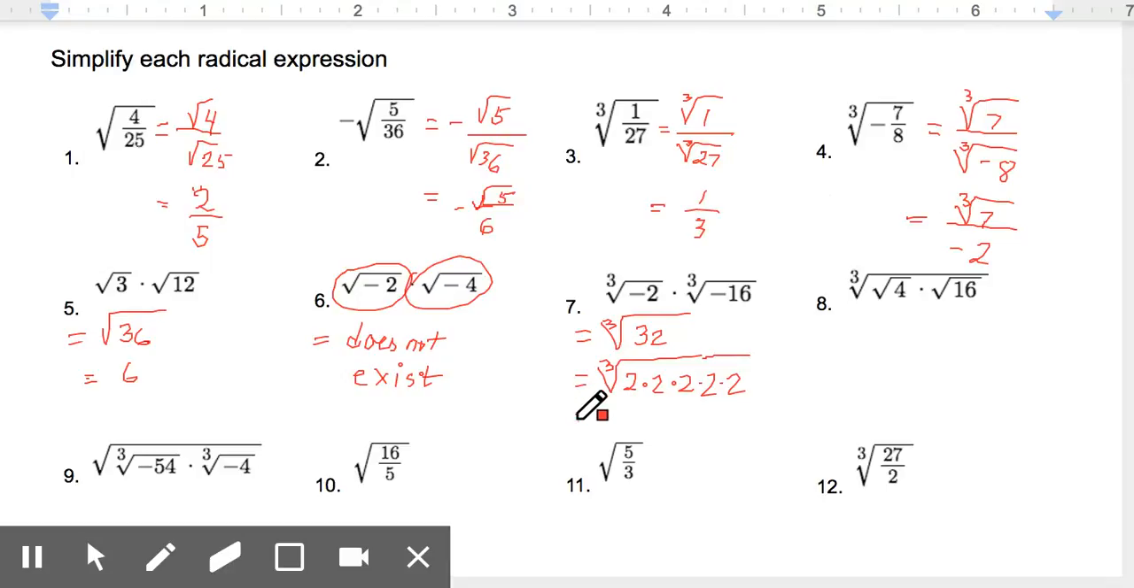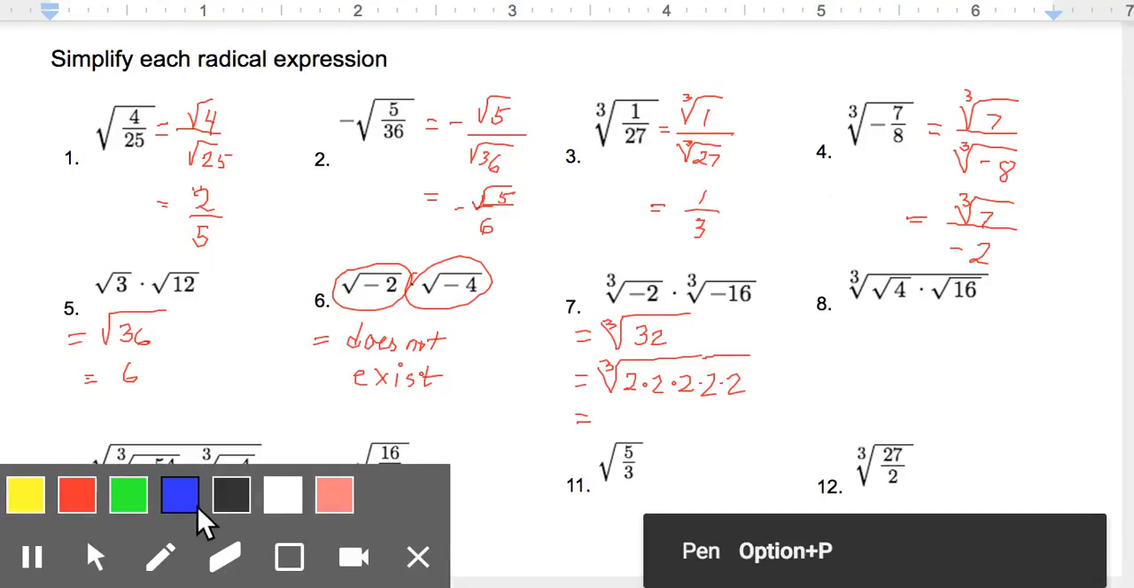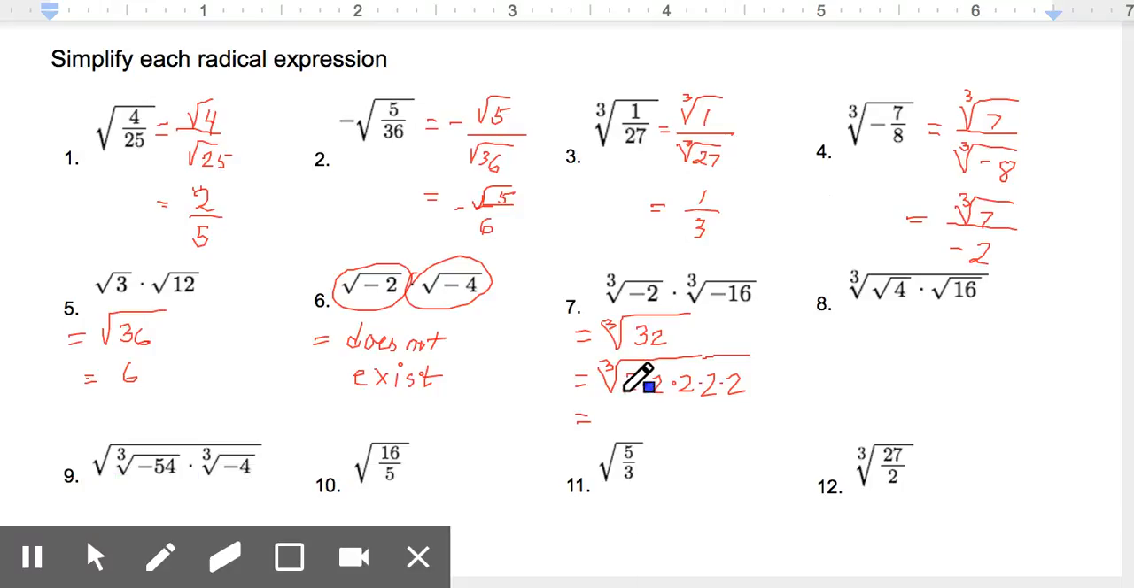Then we're going to look for 3 identical factors, because if we have three identical factors such as this, 2 times 2 times 2, that's going to give us 8, and the cube root of 8 is 2. But 2 times 2, there's not enough. We only have 2 identical factors, so we need 3. So we can't get that out of the cube root, so we'll keep it inside the cube root. So we'll have here cube root of 2 times 2 is 4.